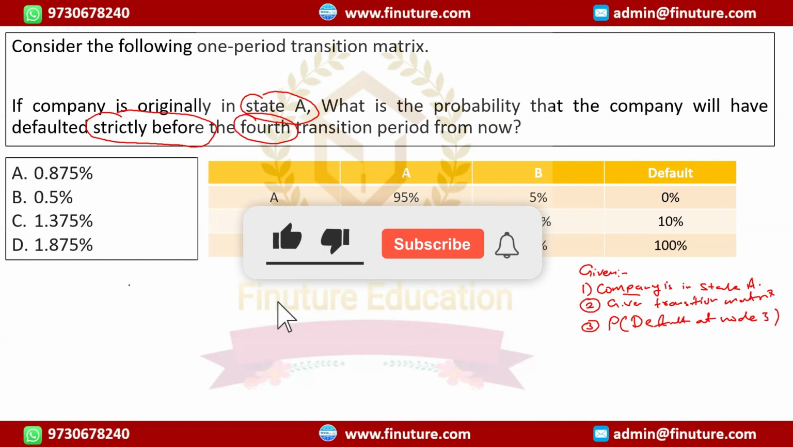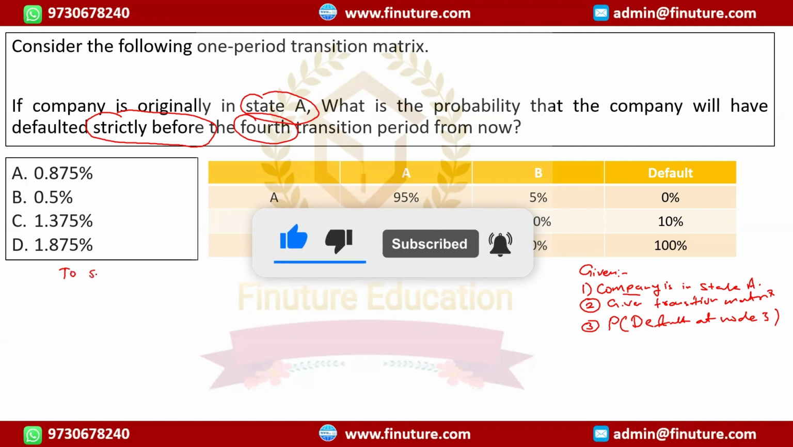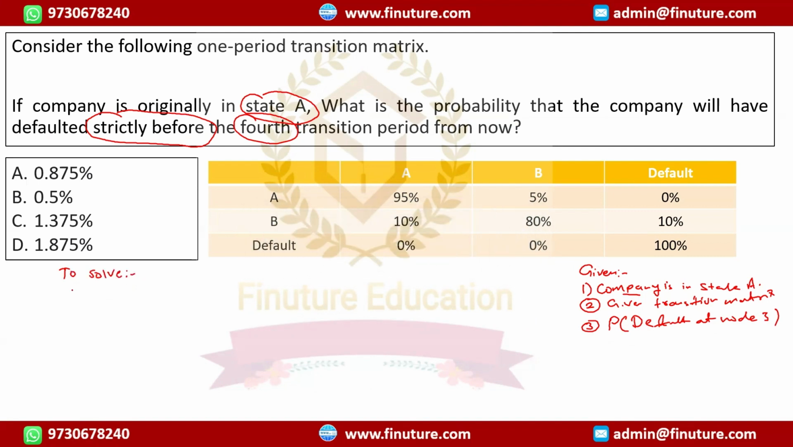Now over here, to solve this you should be familiar with two concepts. Number one, the basics of probability, and number two, reading transition matrix. So we will spend some time on this. How do we read transition, and then the probability aspect I'll touch upon.